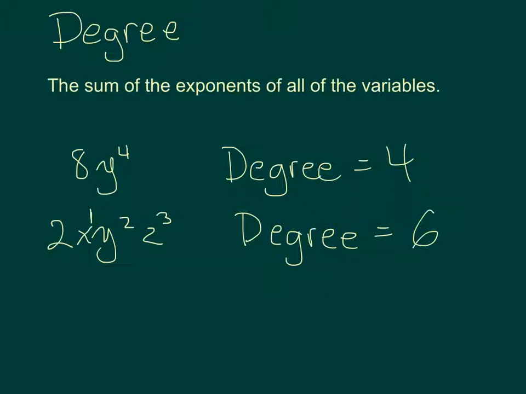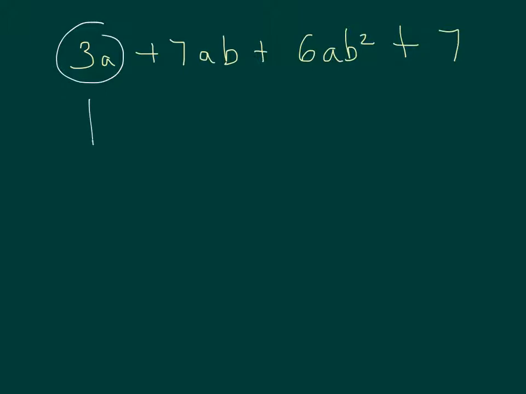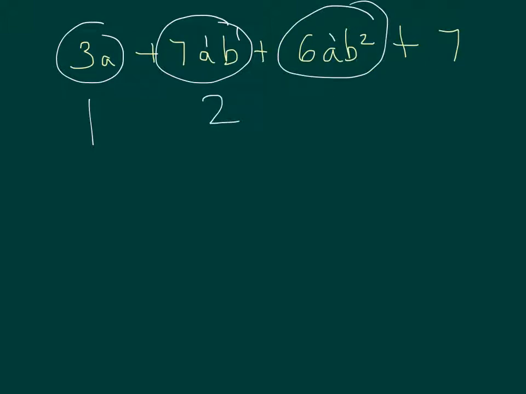So how do we find the degree of a polynomial? Very similarly, except with a polynomial you have more than one term. Let's show an example here. If I had 3a plus 7ab plus 6ab squared plus 7, I would first try to figure out the degree of all of the different terms. 3a, the degree of that would be 1. 7ab, the degree of that would be 2. 6ab squared, the degree of that would be 3. And 7, the degree would be 0.